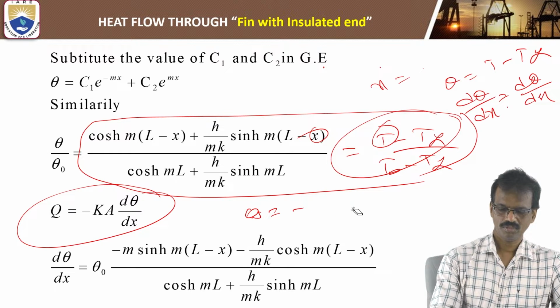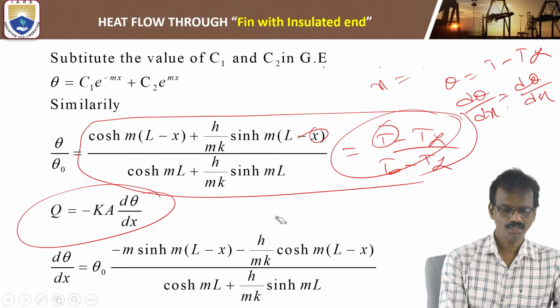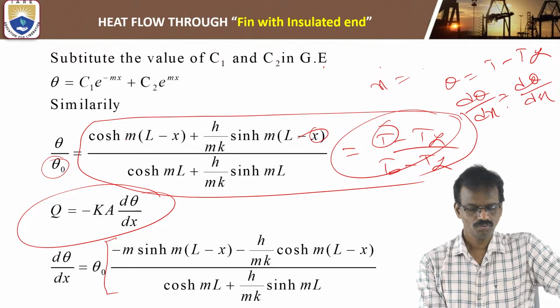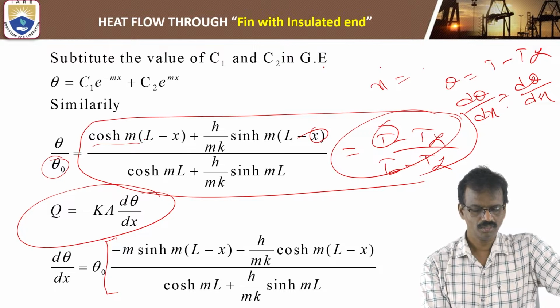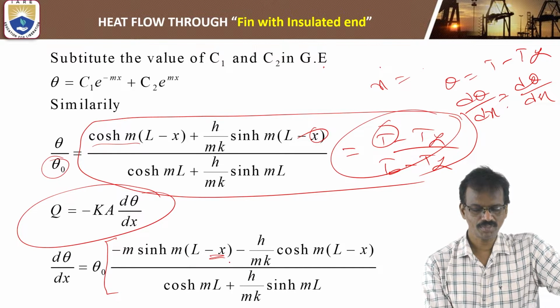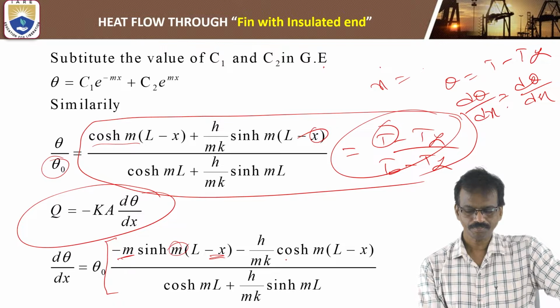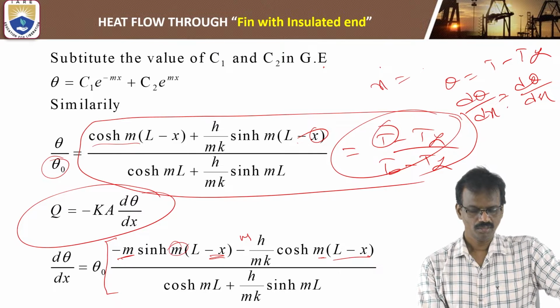Okay, here substituting d theta by dx. So d theta by dx, you can take theta naught out. Next, the derivative of this one: cos h m into (L minus x) with respect to x, you will get m from the derivative, and minus here also, because h by m sin h m into (L minus x), with respect to minus x, you get the minus m value. The remaining terms are constant, cos h ml, because there is no x value.